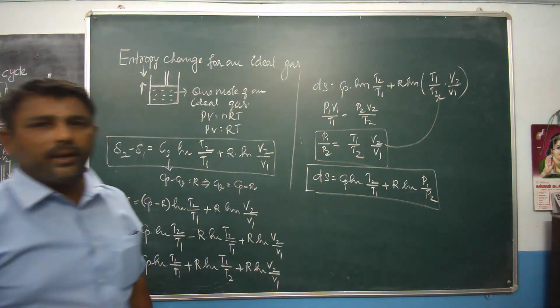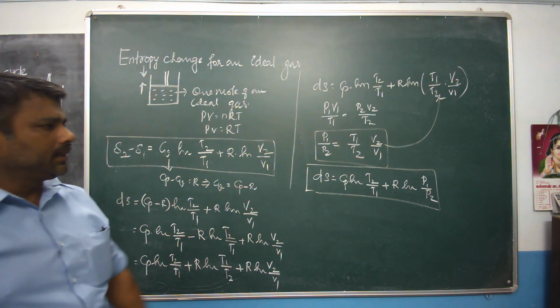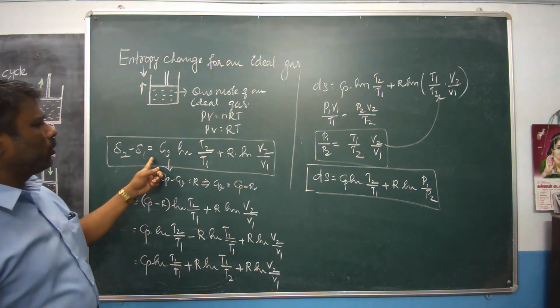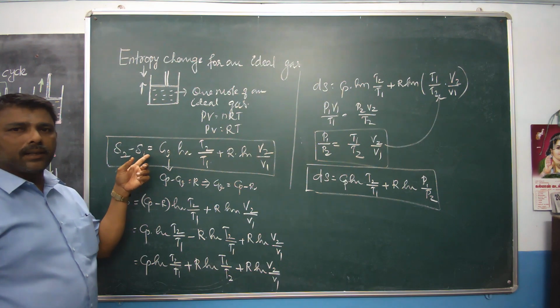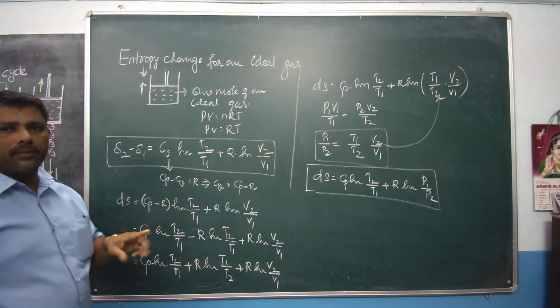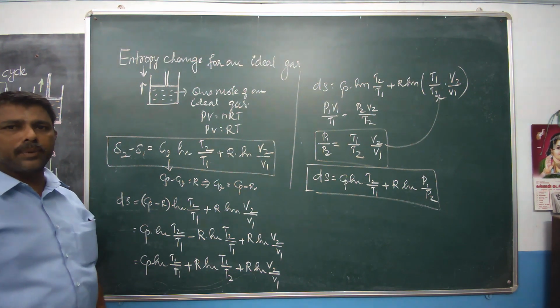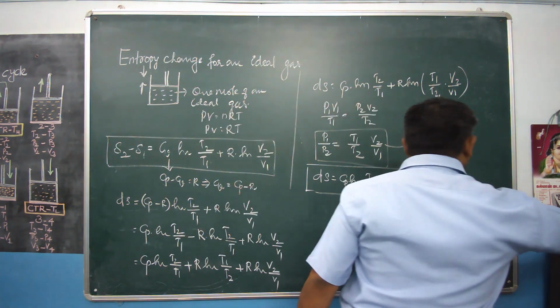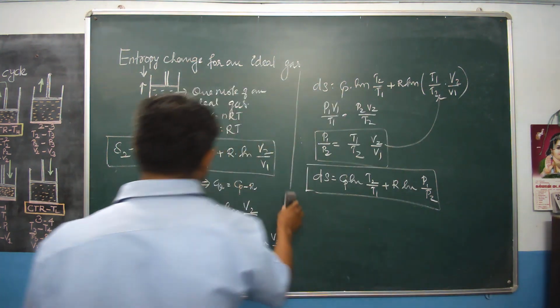This is the change in entropy of an ideal gas in terms of Cp. The previous one is the change in entropy of an ideal gas in terms of Cv. Next, we have three processes: constant temperature process, constant volume process, and constant pressure process. Now I am going to rewrite this equation.